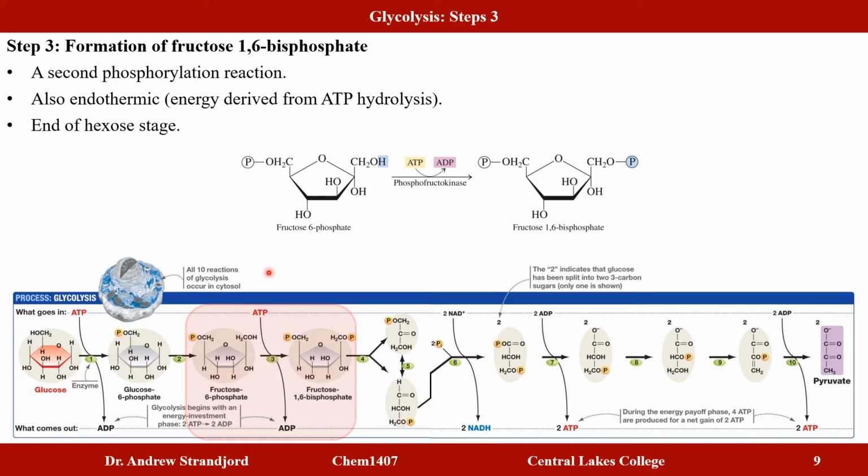The third step in the glycolysis process is another phosphorylation step. In this case, I'm taking fructose 6-phosphate, using the phosphorus off an ATP molecule to put a second phosphate group on there to form fructose 1,6-biphosphate. Also notice that this is an energy expensive process in that I use one ATP molecule to form an ADP molecule.